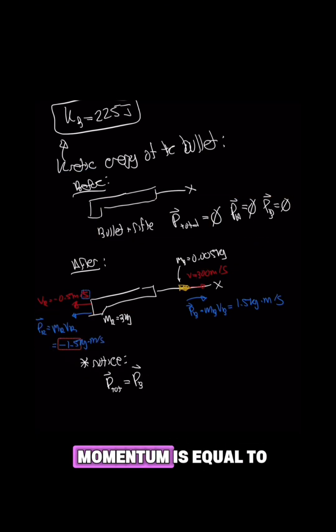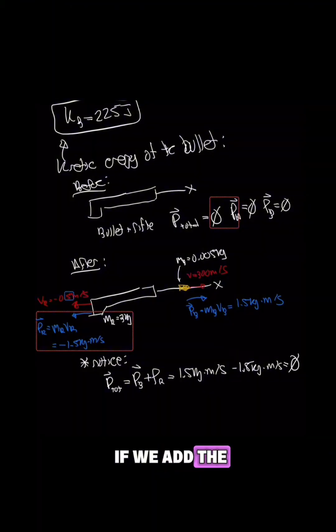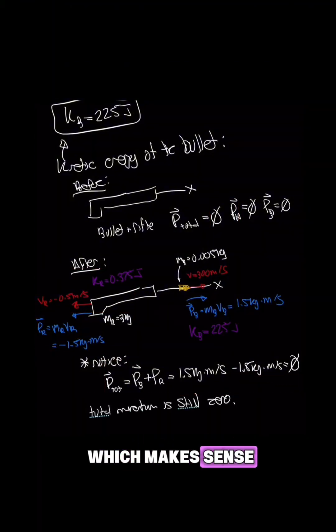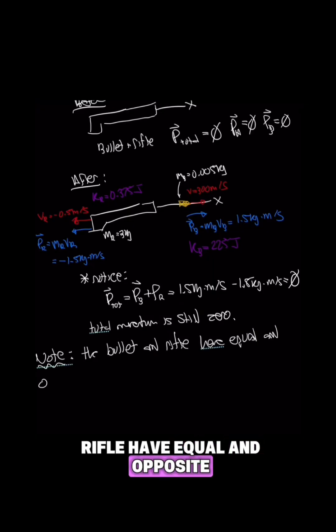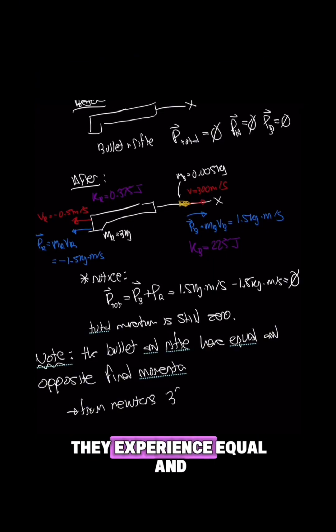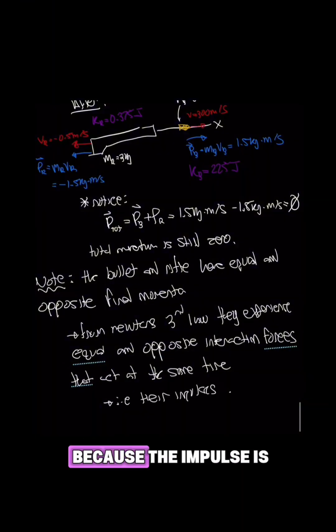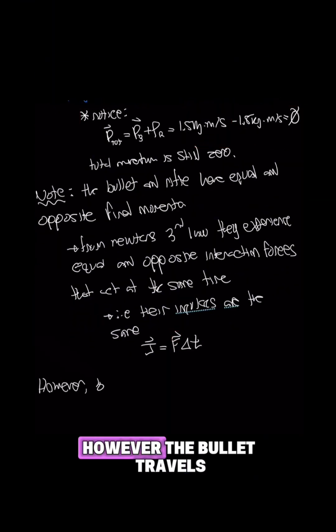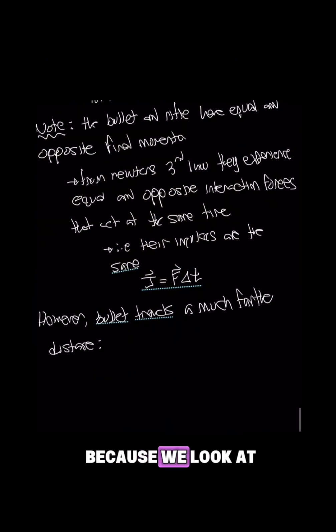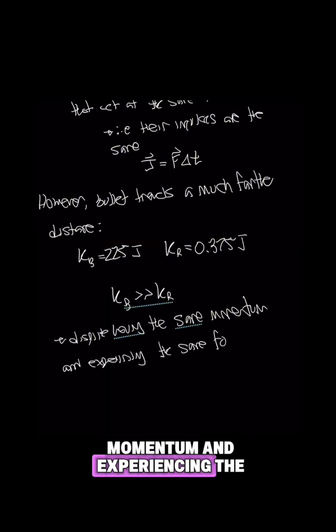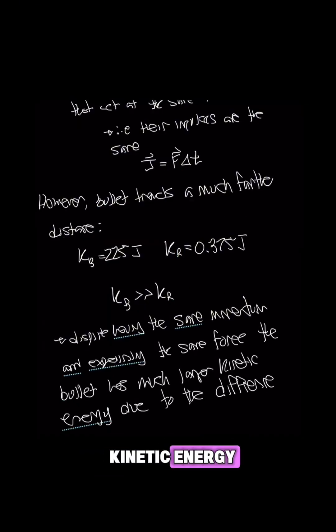Notice that the total momentum is equal to 0 in this case. If we add the momentum of the bullet and the rifle, we get 0 still. So total momentum is constant, which makes sense. I want to note that the bullet and the rifle have equal and opposite final momenta. From Newton's third law, they experience equal and opposite interaction forces that act at the same time. So that means their impulses are the same because impulse is equal to force times delta t. However, the bullet travels a much farther distance because if we look at the kinetic energies, the kinetic energy of the bullet is much larger. Despite having the same momentum and experiencing the same force, the bullet has much larger kinetic energy, and that's due to the difference in mass.